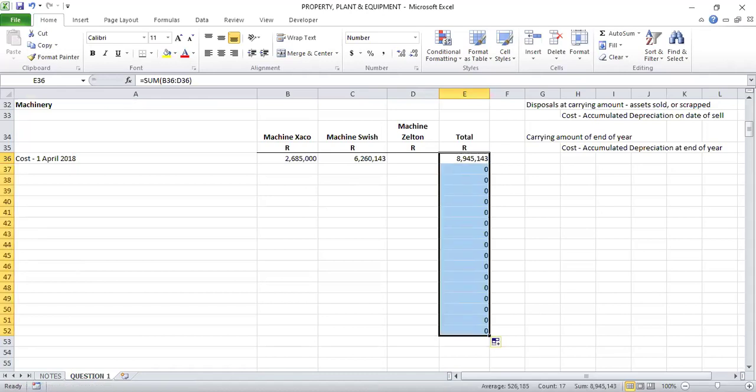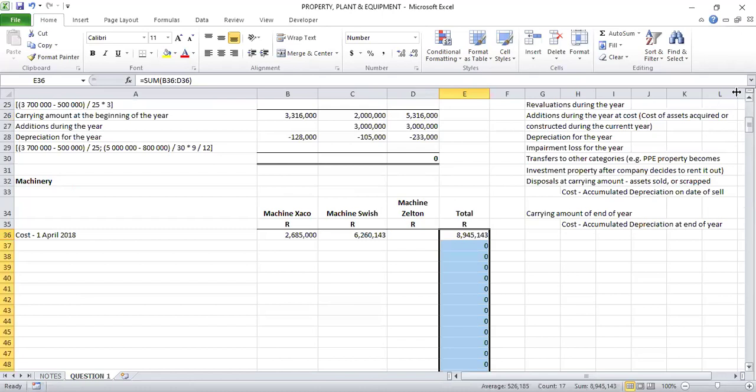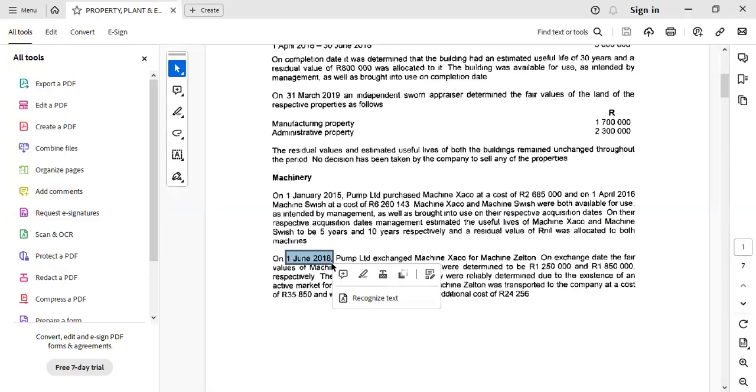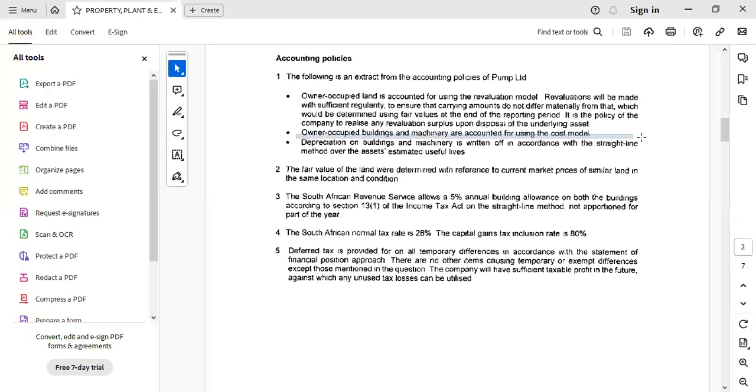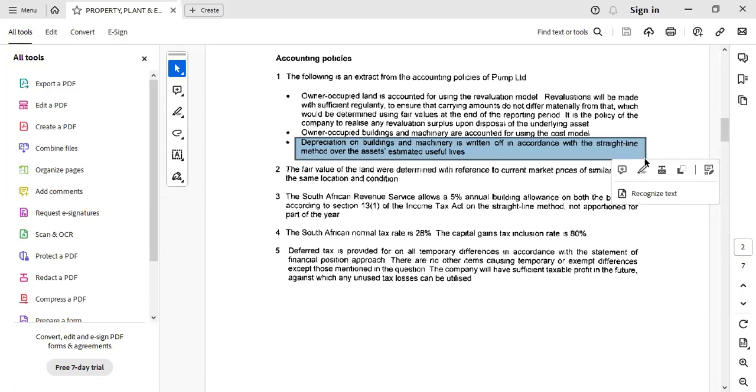Remember that machine Zelton was only acquired on 1 June 2018. So that's why I didn't include it there at the beginning of the year, because here I was looking at them at 1 April 2018. It was not yet there. Now, let's remember that our machinery is depreciated over the useful life according to the straight line method. Here, depreciation is straight line over the estimated useful lives.